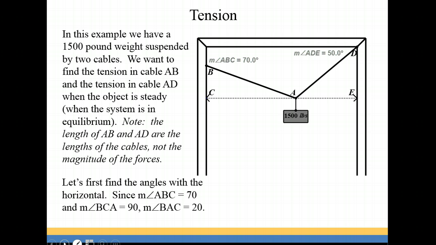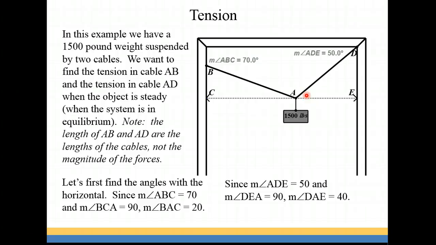The first thing that we need to do is to find the angles with the horizontal. If you're looking at the diagram here, we're given that angle ABC is 70. That's this angle here. Angle C is right, so that means that this angle with the horizontal must be 20. So that's angle BAC. On the right triangle, we can do the same thing. This angle D was given as 50. Angle E is right, so this angle A must be 40. So we have those angles with the horizontal. We need that because we're going to write our forces as vectors, and we're going to use those angles to help us do that.